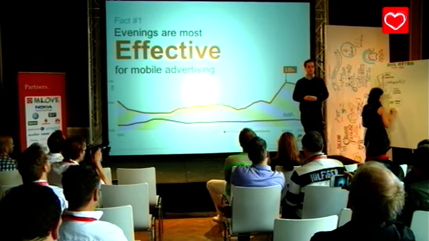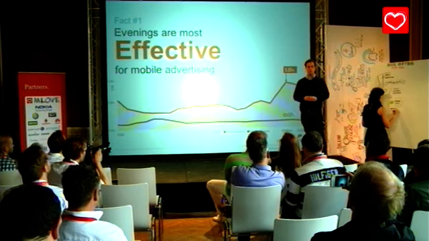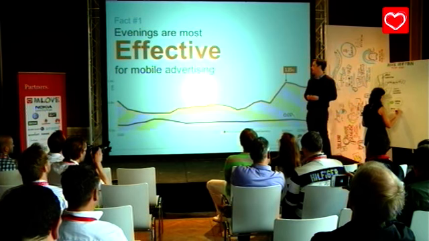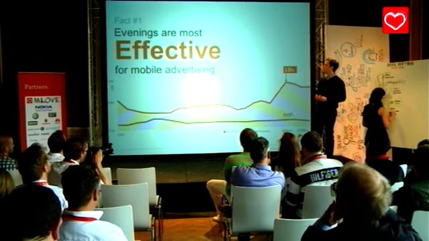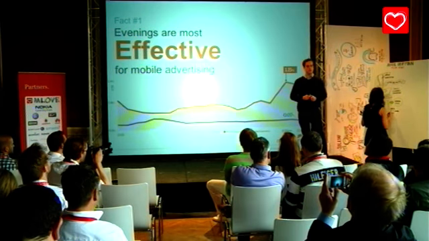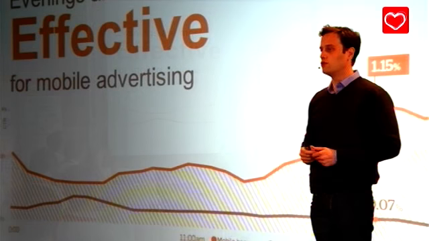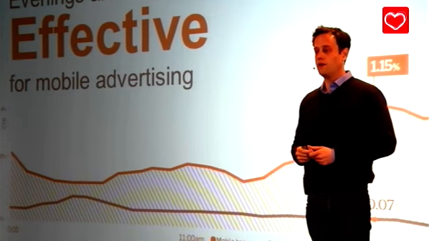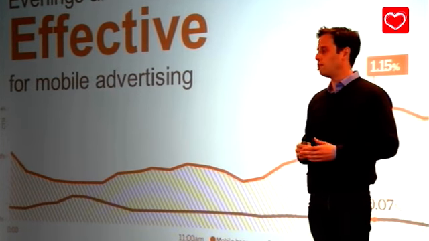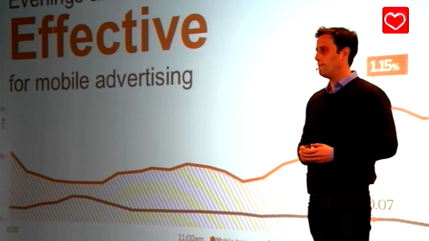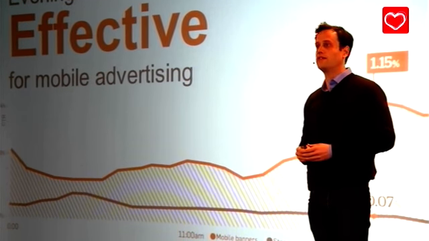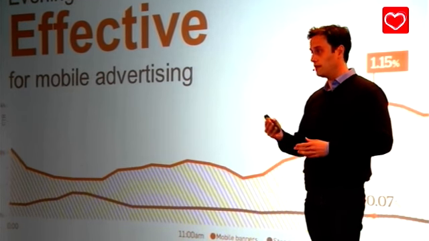Now, the first thing that we saw when we looked at the data of all of our campaigns for mobile advertising is that mobile campaigns are most effective during the evening. And that's very, very different from what we're seeing on PC advertising. So if you think about when people are actually browsing PC content, we can see that by the time that our impressions are being served.